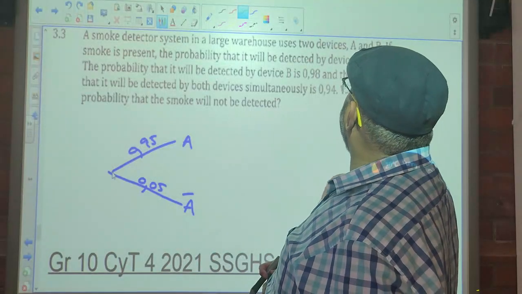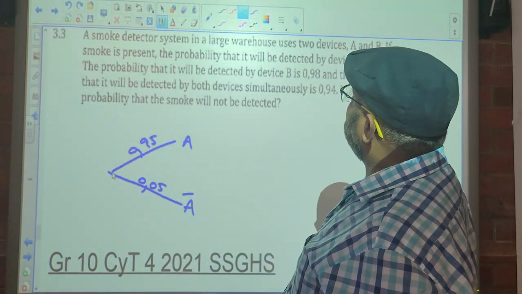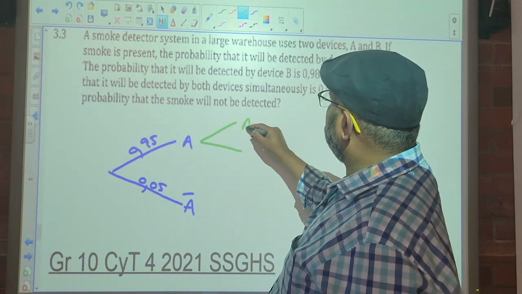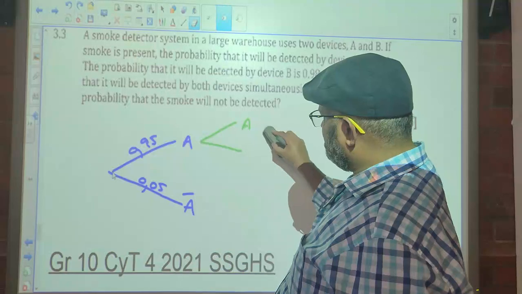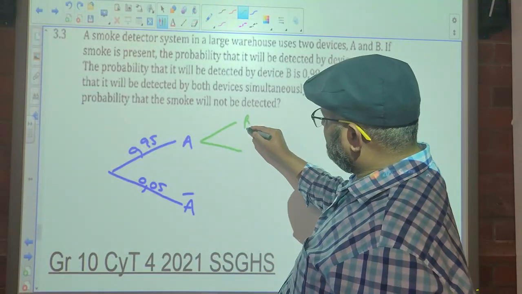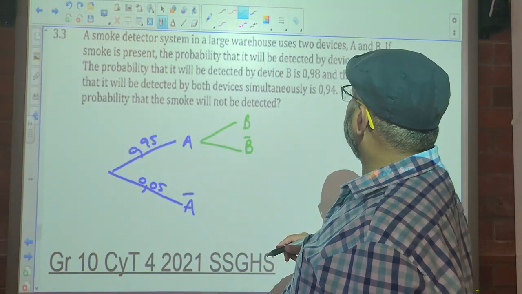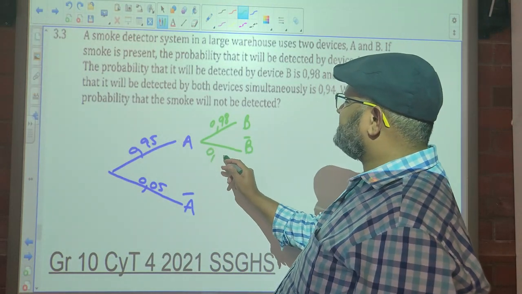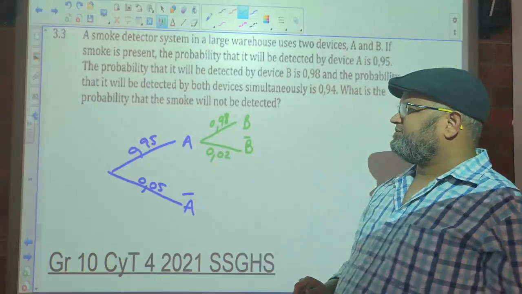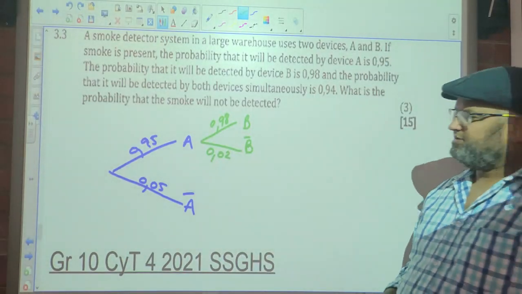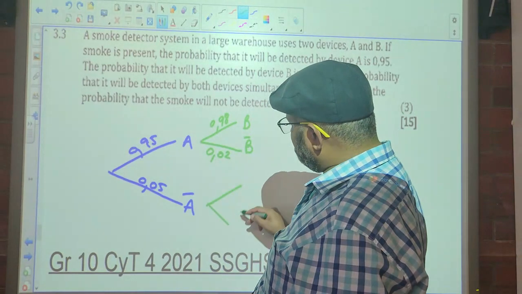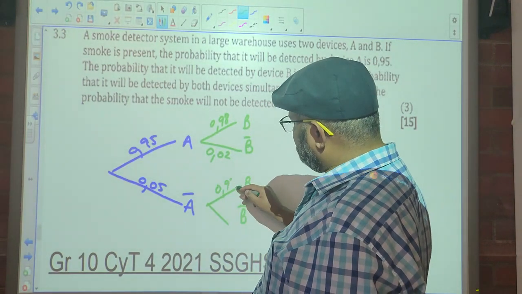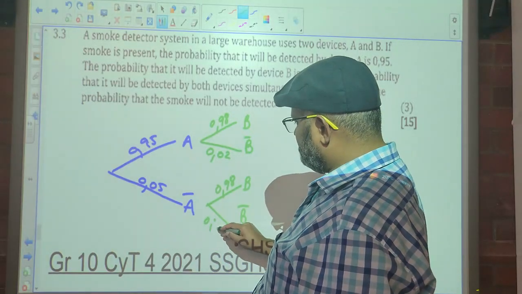The probability that it will be detected by device B is 0,98. So detected by B and not by B: 0,98, and the probability that it is not detected is 0,02. Okay? So B and not B, of course, is still 0,98 and 0,02.